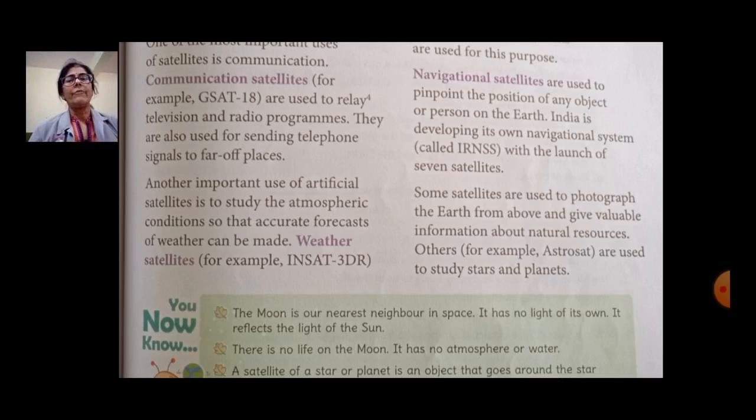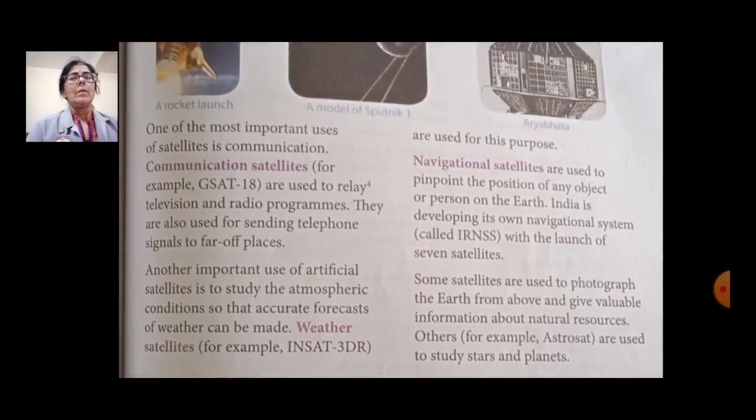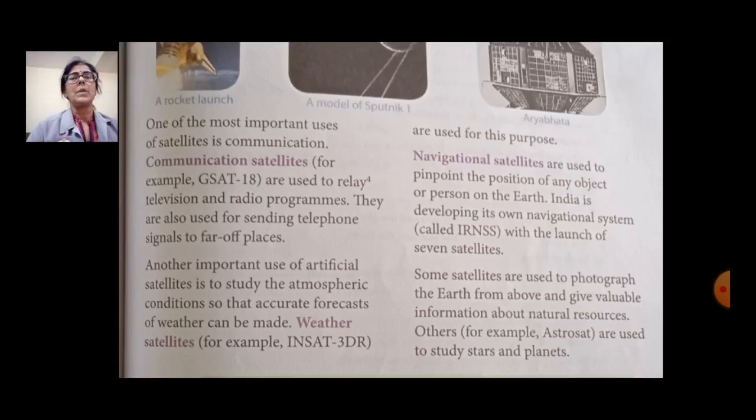Another important use of artificial satellites is to study atmospheric conditions, so that we get an accurate forecast. Forecast means whatever weather is going to happen ahead, that we can come to know through these satellites. Weather satellites, for example INSAT-3DR, are used for this purpose of forecast.